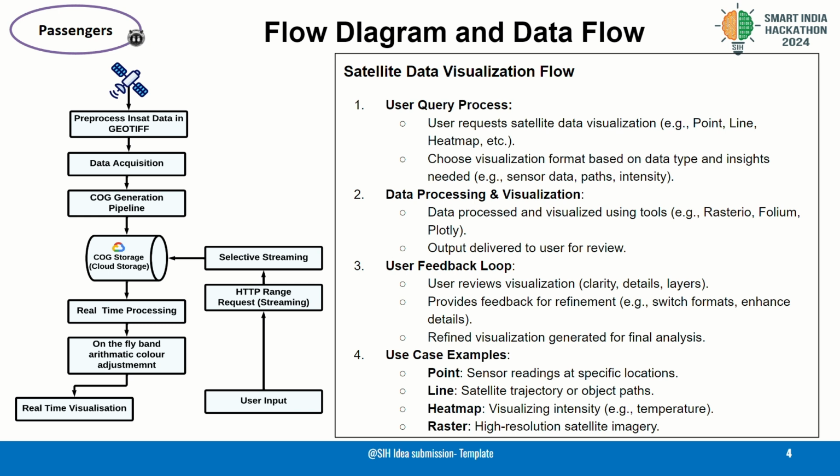Based on the user's feedback, maybe the user wants to zoom, or navigate somewhere, the data will be further updated based on that. That's what we have mentioned in the user feedback loop. And in the use case example, we have already mentioned that we will be using point, line, heat map, raster. So let's go to the next slide.